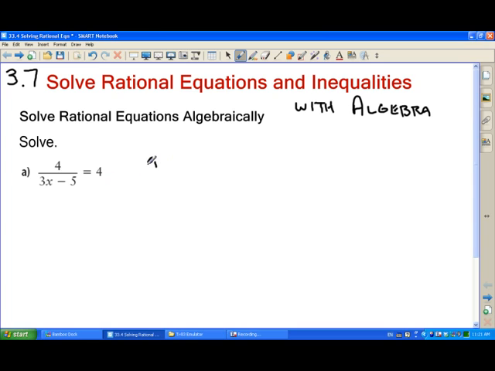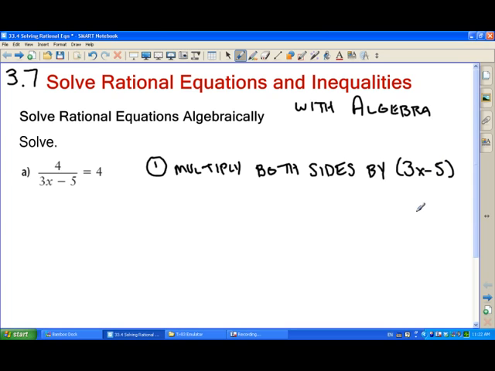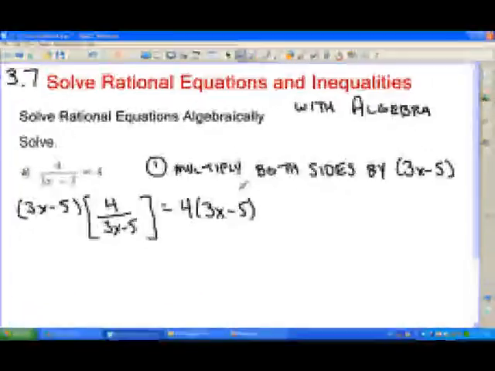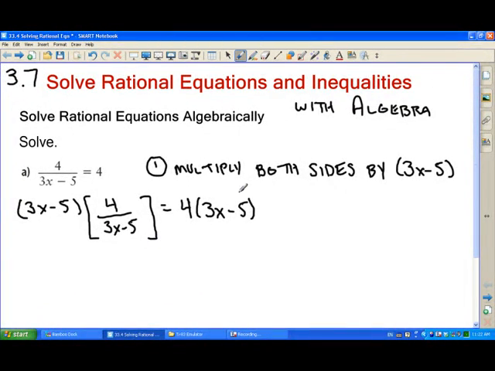What we need to do to start off is multiply both sides by the denominator, which is 3x minus 5. So multiplying by this common denominator on both sides, you can see that the denominator is going to cancel on the left-hand side.